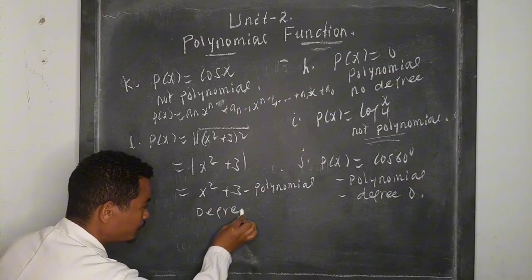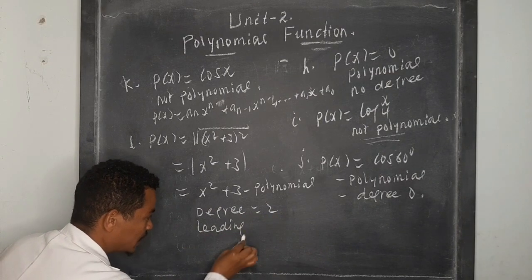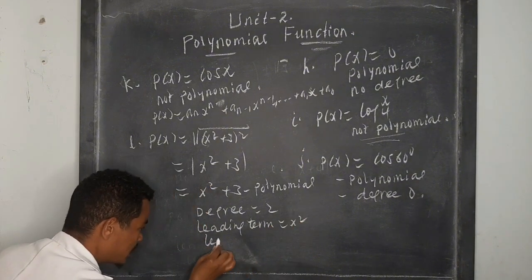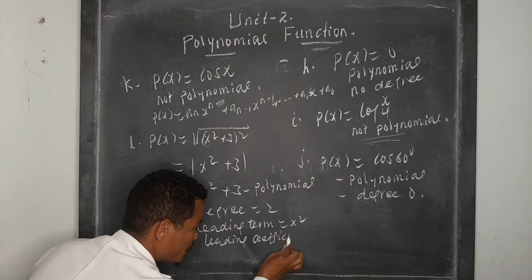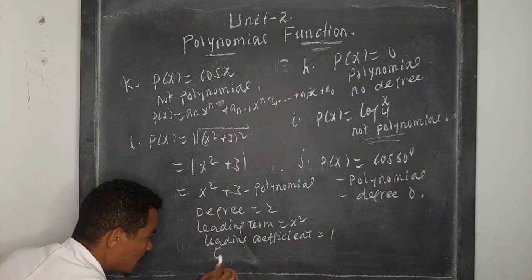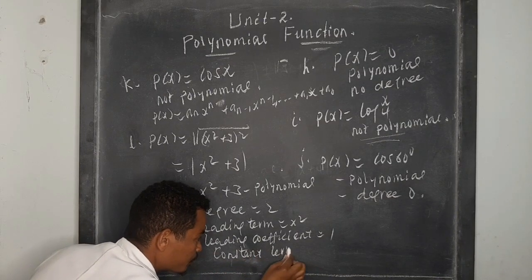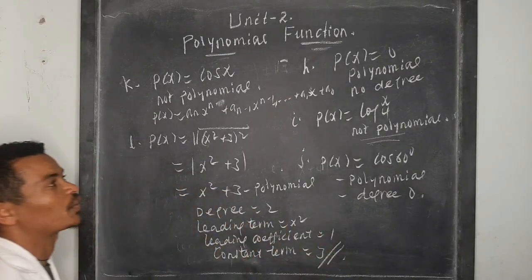What is the degree? The degree is 2. The leading term is x square, the leading coefficient is equal to 1, and the constant term is equal to 3.